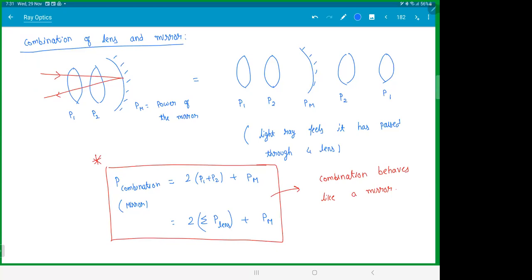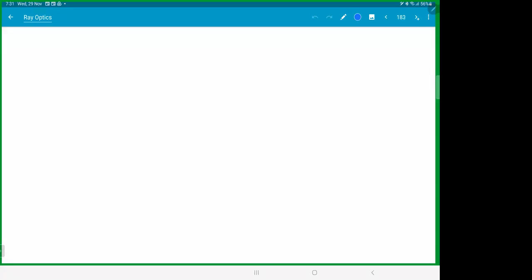In terms of light propagation, see, no matter which lens you take, this is a very important thing. Useful to figure out whether something is acting like a mirror or anything. A combination behaves like a lens if the incident ray goes on the same side.